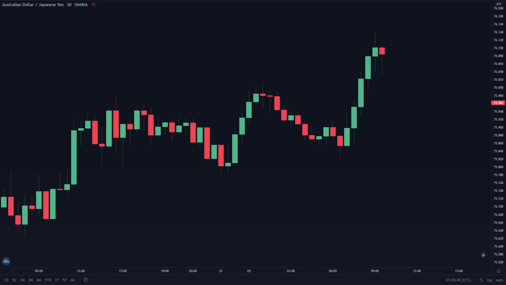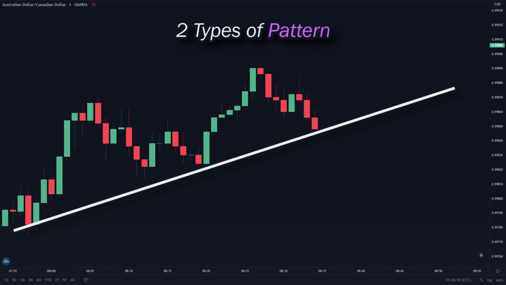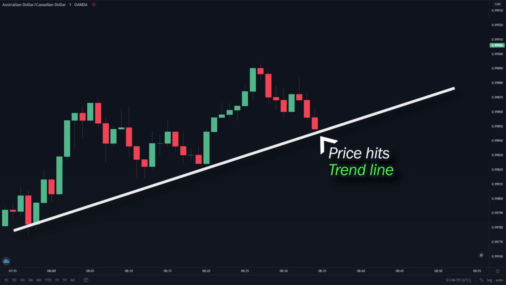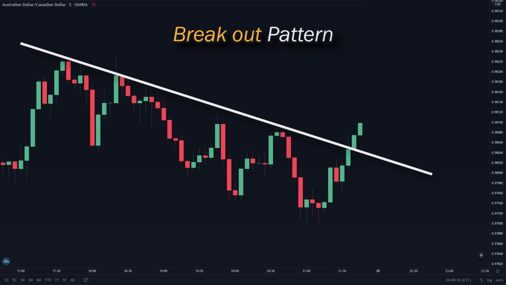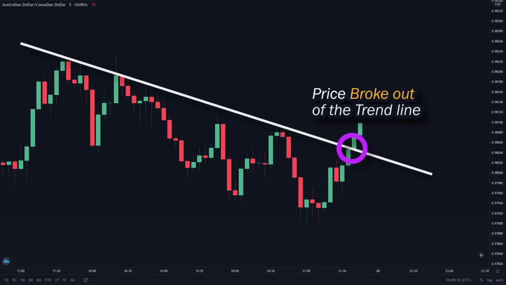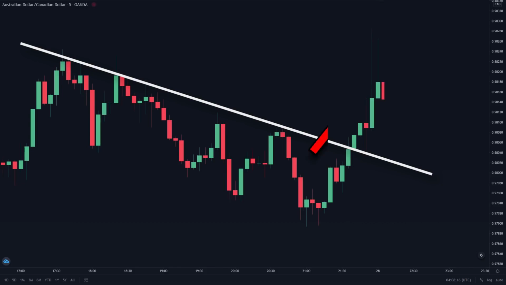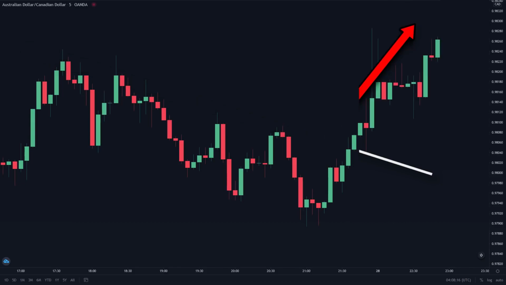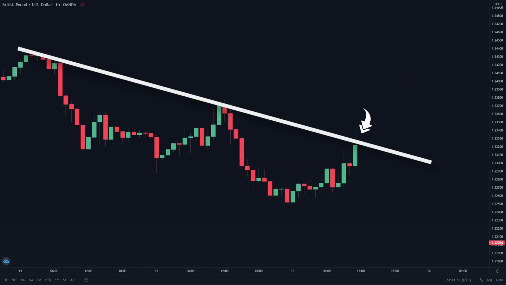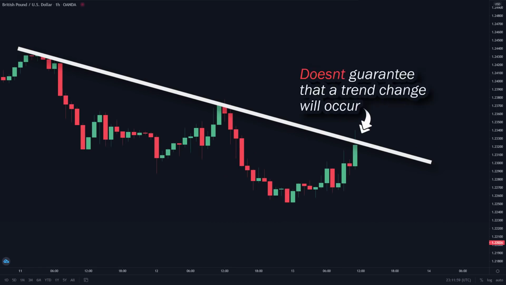For example, in a trend line strategy, there are two types of patterns that may form when price approaches a trend line. The first pattern is called the continuation pattern, which is formed when the price bounces back to the direction of a trend right after hitting a trend line. And the second pattern is the breakout pattern, which is formed when the price broke out of a trend line, causing the trend to switch directions. Now remember, just because the price hits the trend line doesn't guarantee that a trend change will occur. You need to use additional price action techniques to confirm your analysis, which I will discuss later in the video.